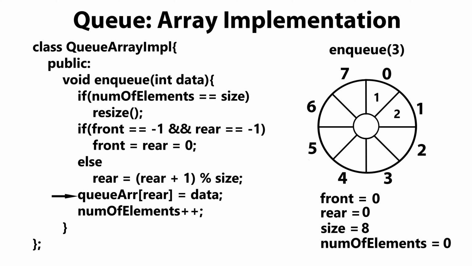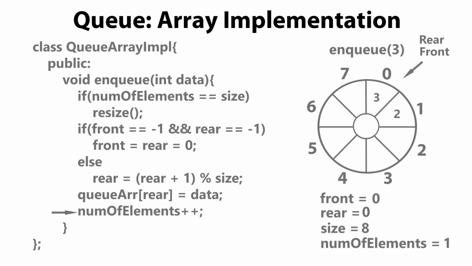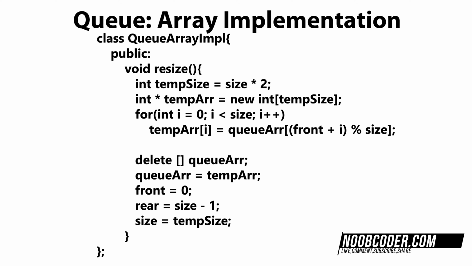Now we come down here and insert at that position, and you can see that once we've inserted, we've essentially overridden the old data, which is why it doesn't matter if the old data is still there. And since we successfully inserted within our queue, we increment the number of elements. So now let's move on to our resize method. This gets invoked whenever we try to enqueue when our array is full.